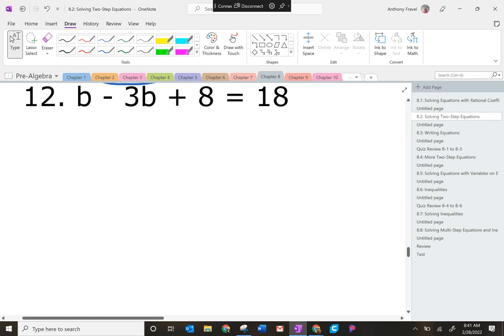1 minus 3. Okay, so let's just erase all this stuff down here. Don't write that one down yet. Okay, what's 18 minus 8? Because that part's good.